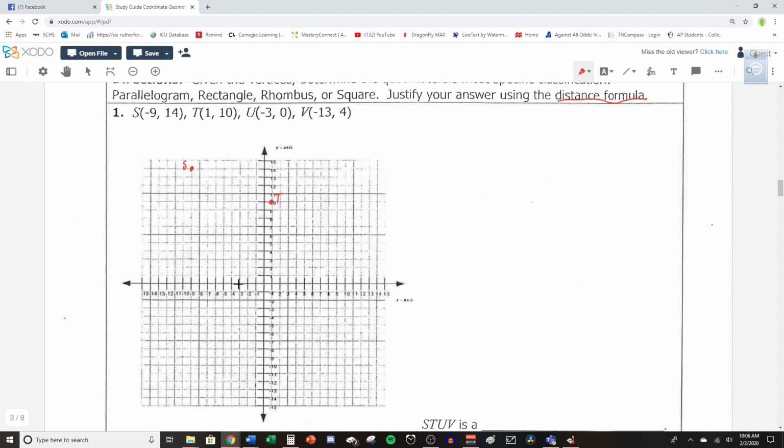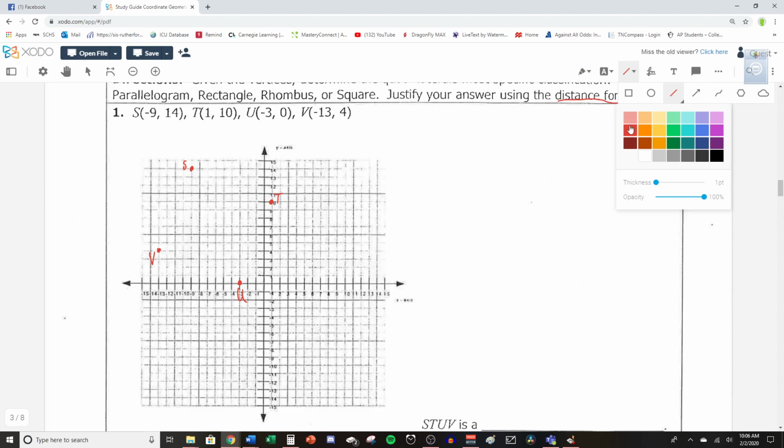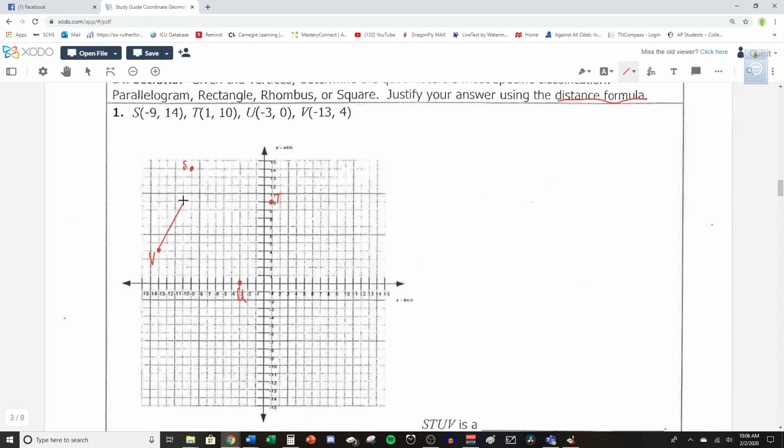Negative 3, 0, right here. And then negative 13, 4. Negative 13, 1, 2, 3, 4. This is U, and this is V. And I'm going to connect these with straight lines. Use red, that's fine. So from here to here, from here to here, from here to here, and one more.